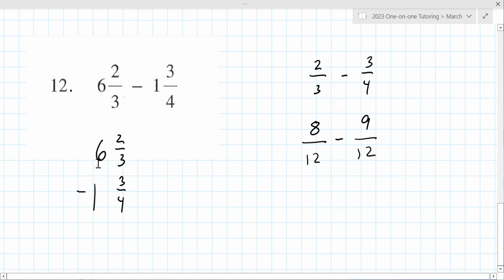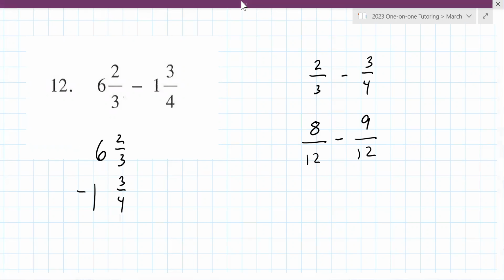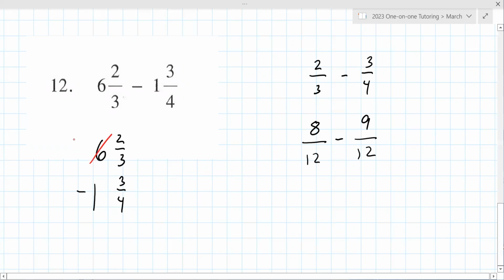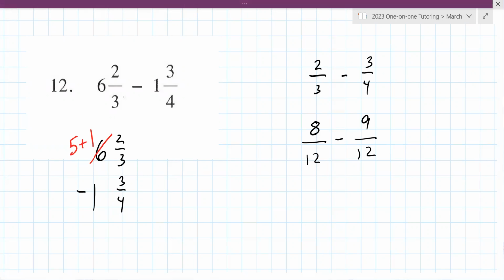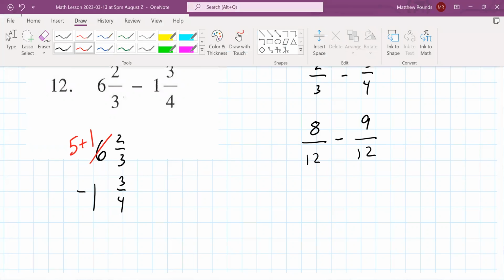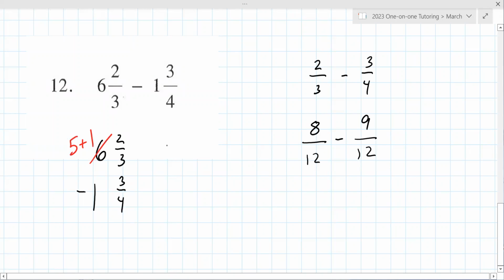So we basically need to borrow from the 6. It's kind of a borrowing thing. So we're going to take that 6 and it's going to become 5 plus 1. And you're like, well, why would we do that? Well, let's just look at the numerator here, or this top stuff. So it's really now 5 plus 1 plus 2/3. Do you see that? Yeah.